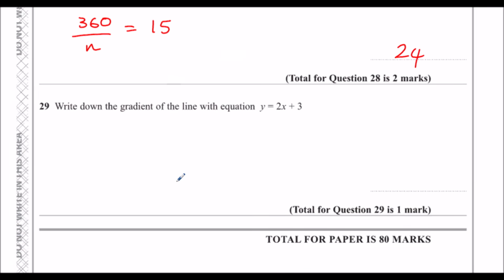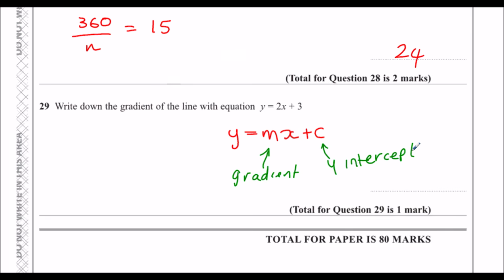And question 29, the last question on the paper. Write down the gradient of the line with equation y equals 2x plus 3. So the equation of a line is in the form y equals mx plus c, where m is the gradient and c is the y-intercept, where it crosses the y-axis. So this equation here has got a gradient of 2. M is 2.